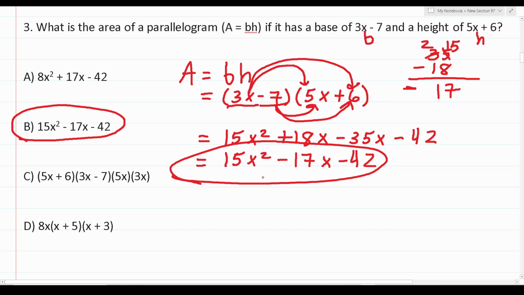All right, so again, you have to be able to multiply polynomials for the ASVAB. That topic is frequently tested on it, so make sure you can do that.